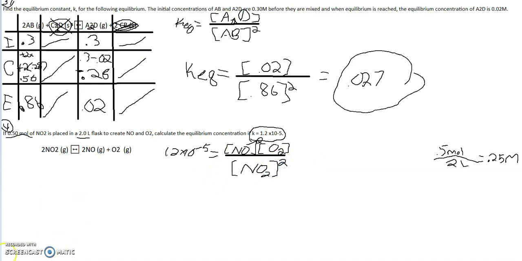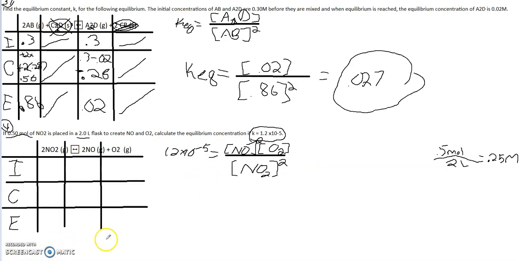Now we go ahead and we draw our ice table. So here's your ice table. And we can fill in our initial concentrations, because recall once again, I stands for initial, C stands for change, and E stands for equilibrium. So we know what our initial concentration of NO2 was because we figured it out over here. So we fill in our 0.25 right here.